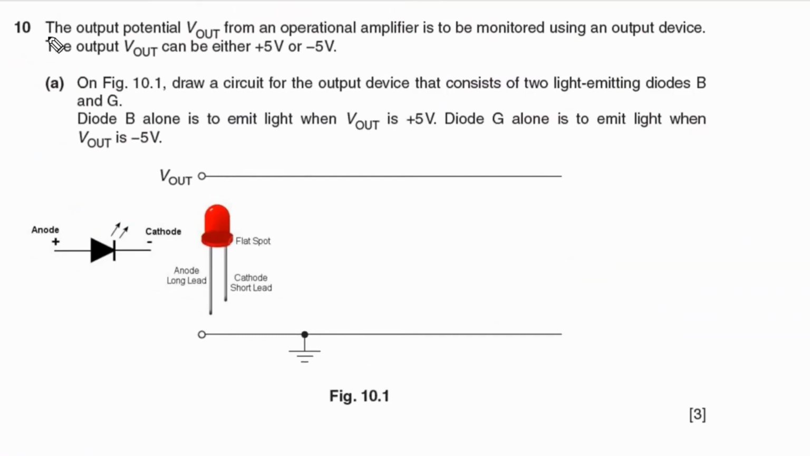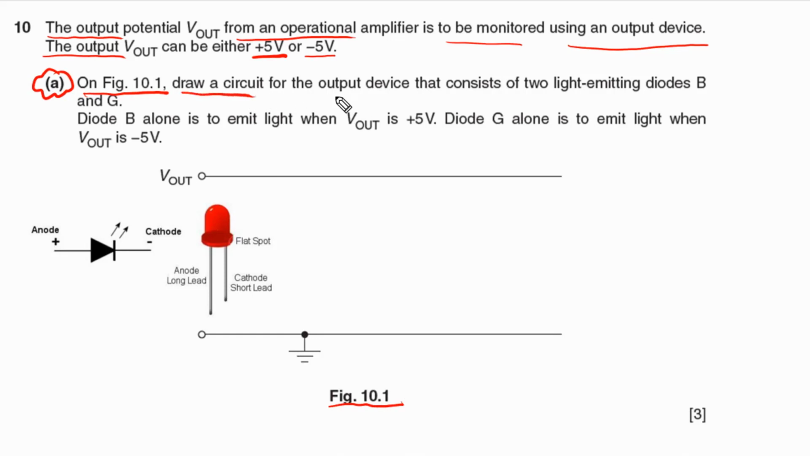For this question, it is given to us that the output potential of an operational amplifier is monitored using an output device. An output potential can be positive 5 volts or negative 5 volts. Part A is simply asking us on figure 10.1. So here is figure 10.1.